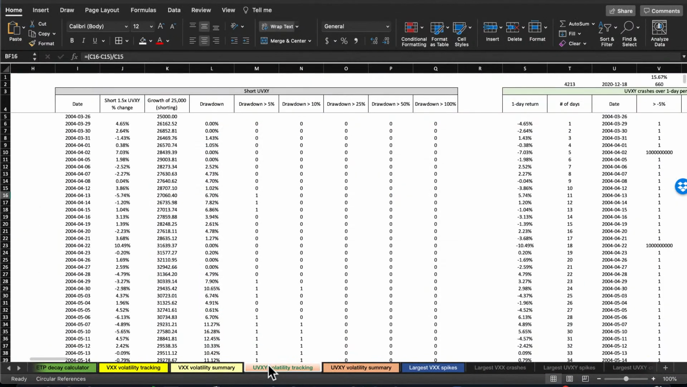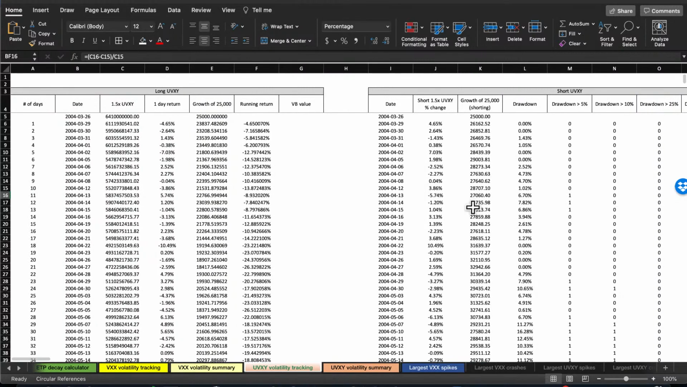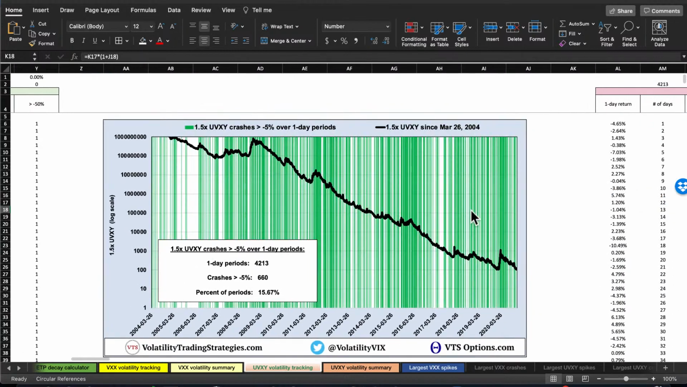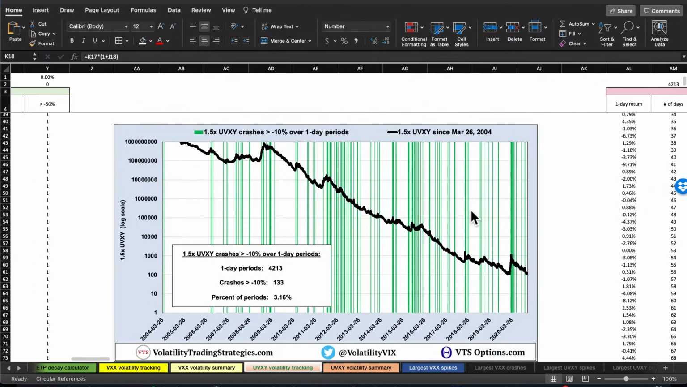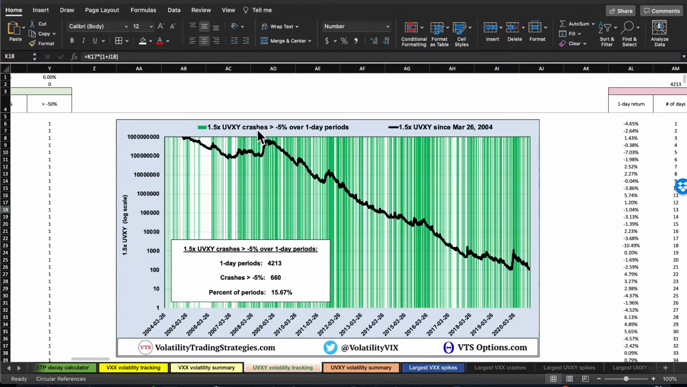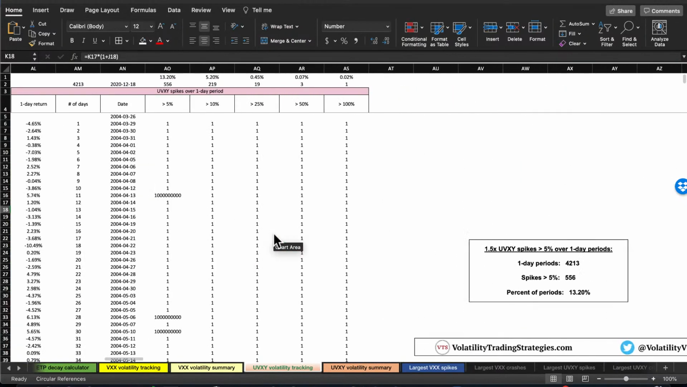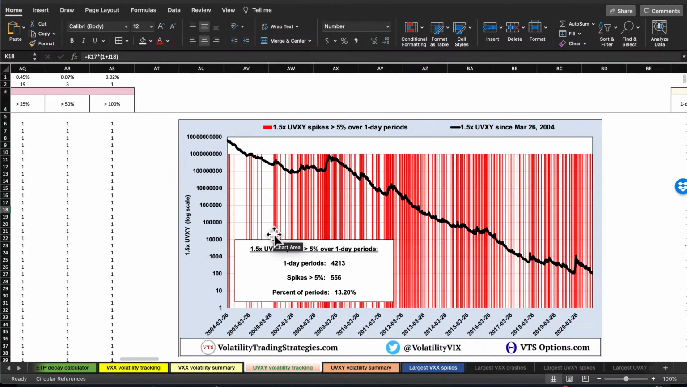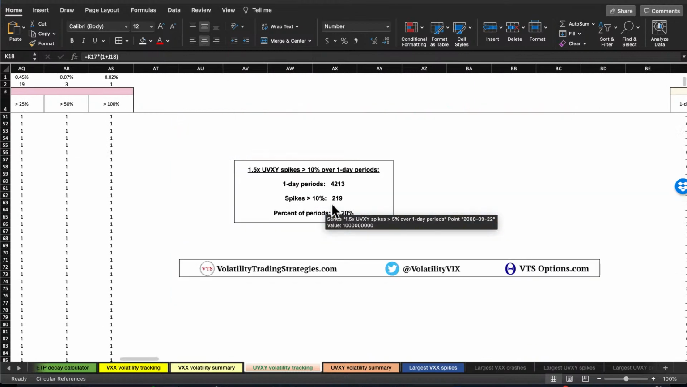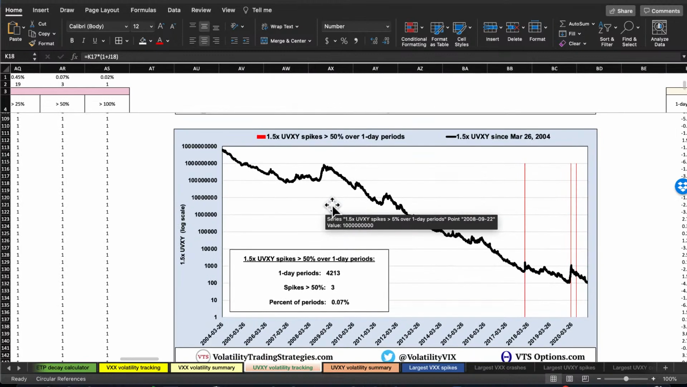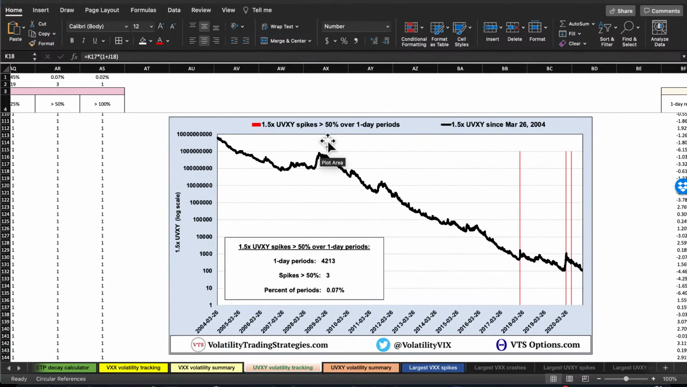You can start to calculate exactly what we can expect for certain size of crashes. So you can see, I do all this stuff behind the scenes. I couldn't possibly share it. But how often does UVXY crash more than -5%? How much does it go down? How often, right? And then I've also got how often does it go over 5%? Over 10, over 25. How far did I go? Over 50. How many times did the UVXY go over 50% in one day? Well, there's the answer, 3 times.